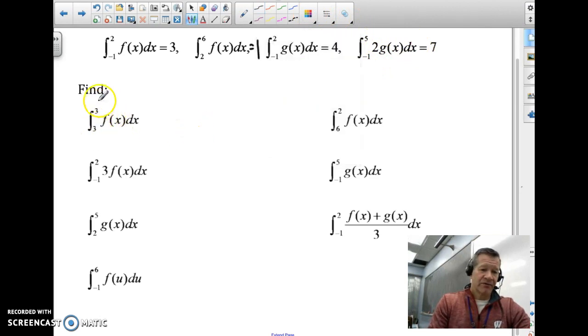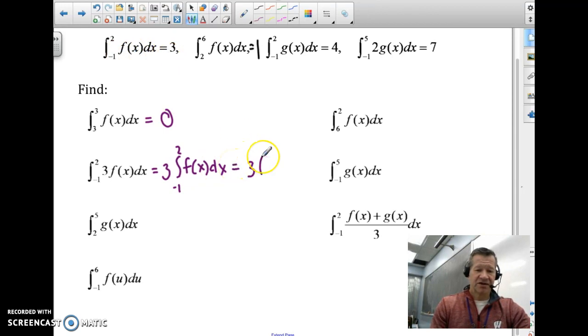The area from 3 to 3, well, that's our zero property. I'm going from 3 to 3. That's simply going to be 0. So that's the zero property of integrals. Here we have the integral from -1 to 2 of 3f of x. Well, remember, we have a constant multiple rule that says that 3 can be taken out. And since above they tell me the integral from -1 to 2 of f of x dx is 3, now I have 3 times 3, which would give me 9.